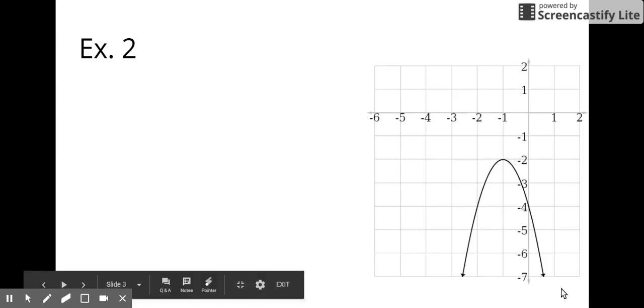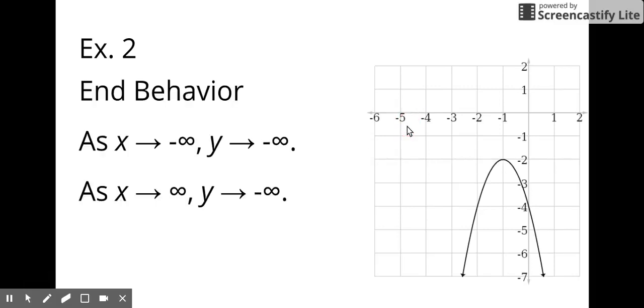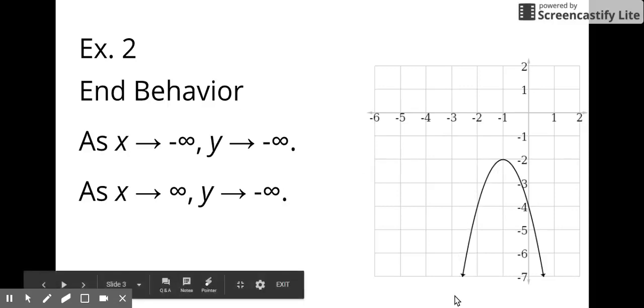For this one, we see that our graph opens down. So our y values are both going to negative infinity. And that happens as x goes all the way to the left and all the way to the right. So our end behavior is as x goes to negative infinity, y is going to keep going down to negative infinity. As x goes to positive infinity, y is going to keep going down to negative infinity.